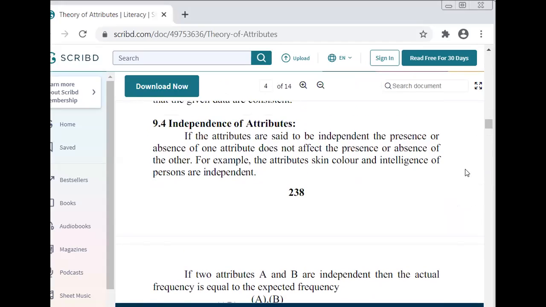Okay. So the next concept is what? Independence of attributes. If the attributes are said to be independent, the presence or absence of one attribute does not affect the presence or absence of the other. For example, the attributes skin color and intelligence of persons are independent.